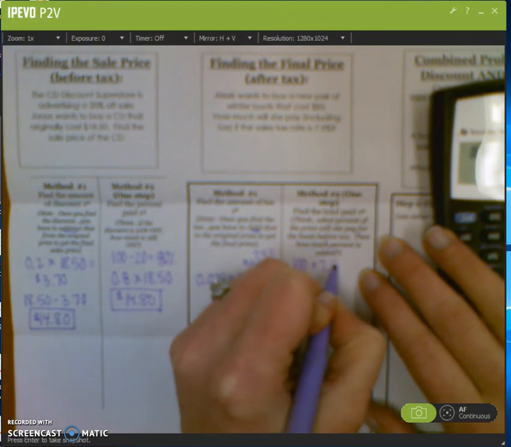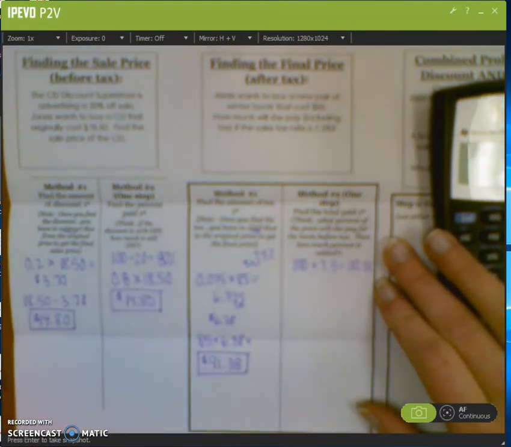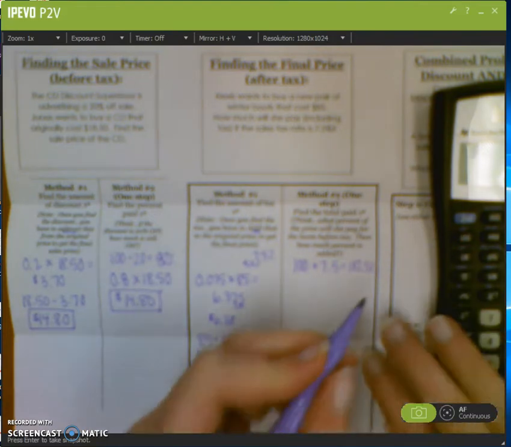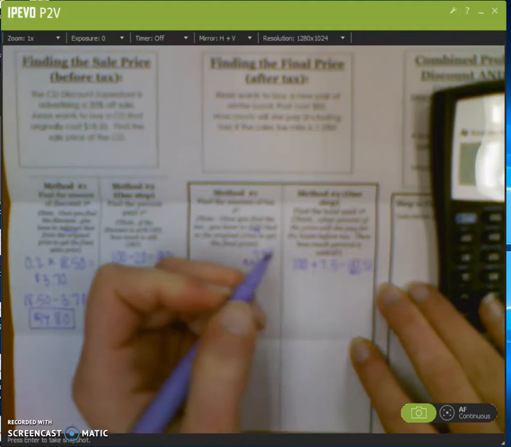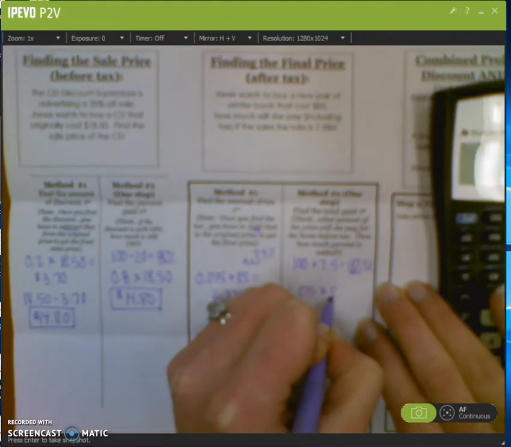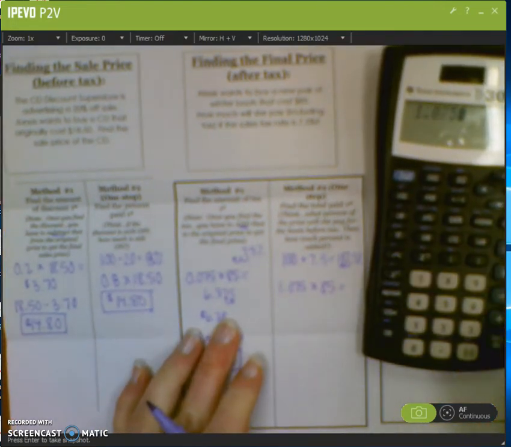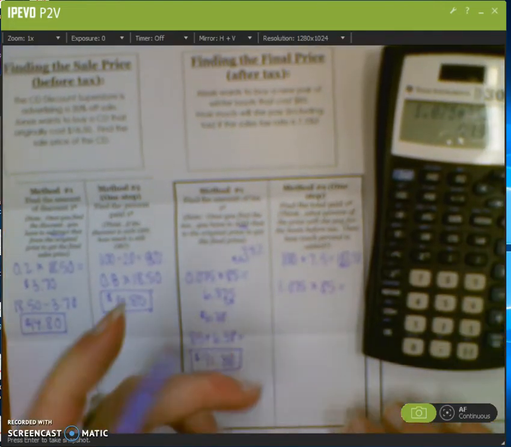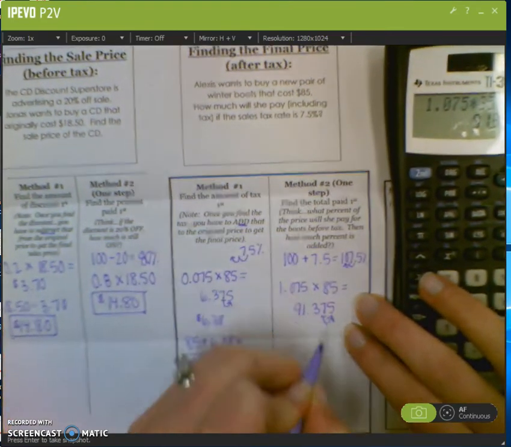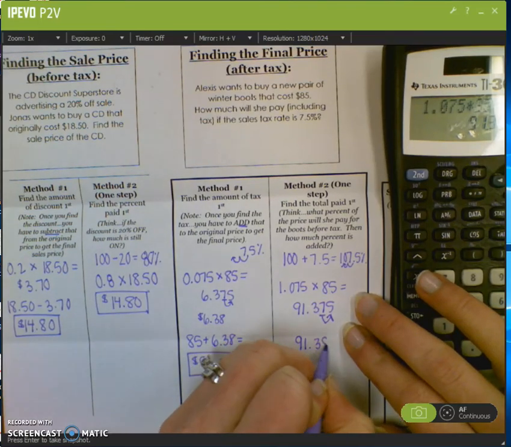So when I add 7.5, she's really paying 107.5% for the boots. That's what tax does. It adds in a little bit extra. So I'm going to move my decimal 2 places to the left. 1.075 of 85 means multiply. I'm going to plug that into my calculator, 1.075 times 85, and I get 91.375. Round it to the nearest hundredth. The 5 tells my 7 to come up, so I get 91.38.